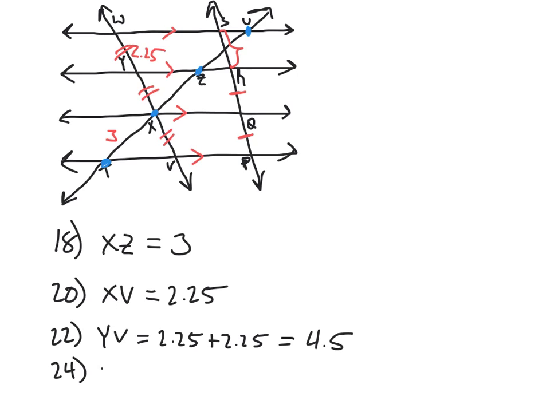Okay, and this is going to be WV. And so again, that's then those three segments added together. Going from point W, clear up here, down to point V, we go through those three congruent segments. And so it's going to be 2.25 plus 2.25 plus 2.25, or 3 times 2.25.